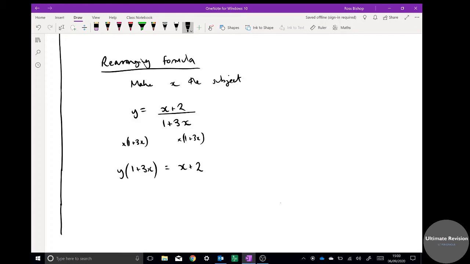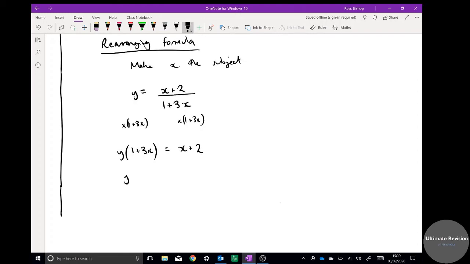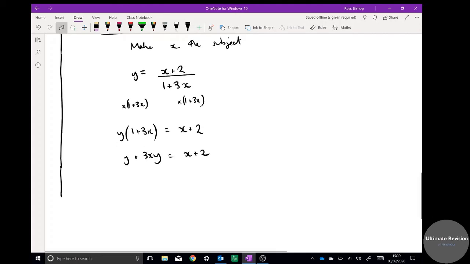Okay, I'm now going to multiply the brackets. Y plus 3xy, x plus 2. I'm going to bring all the x's over to the left side, and I'm going to bring everything else over to the right side. So if I do that, I get 3xy. I need to minus that x from the right side, and then on the right hand side, I just need to minus that y. So I can do that in one go.